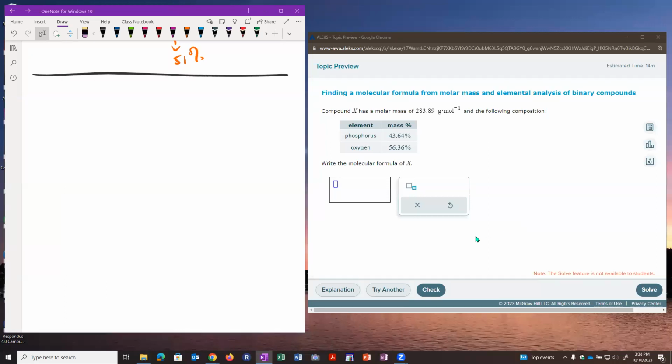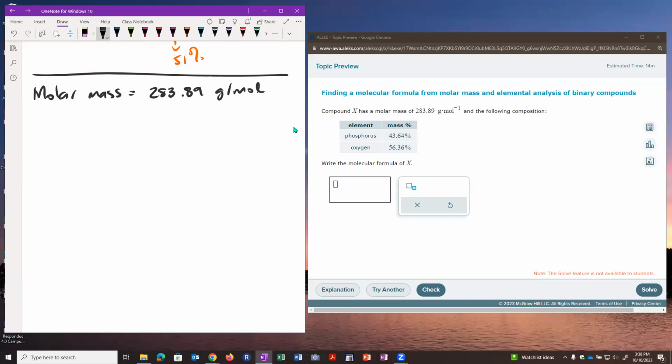All right, so in the next question, we're taking a look at determining a molecular formula from molar mass and elemental analysis of binary compounds. In these questions, you're provided with the molar mass of whatever it is that we're dealing with. In this case, the molar mass of compound X is 283.89 grams per mole. Remember, we get molar mass by simply adding together all of the atoms that we have in that chemical formula.